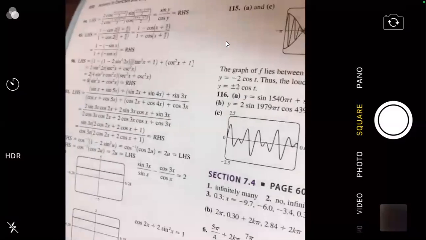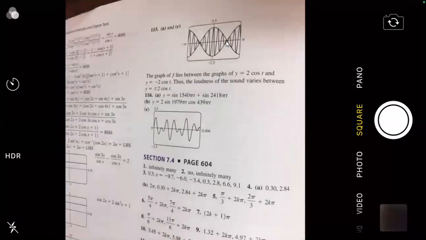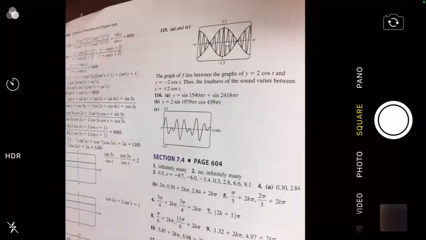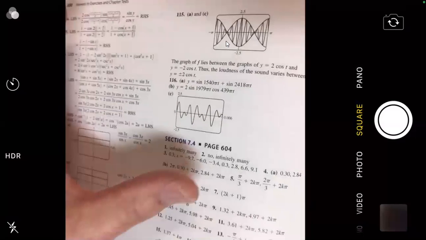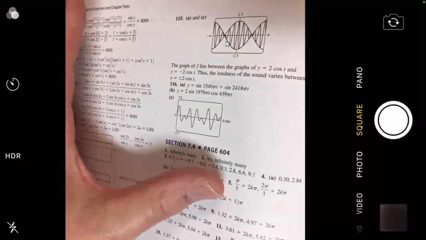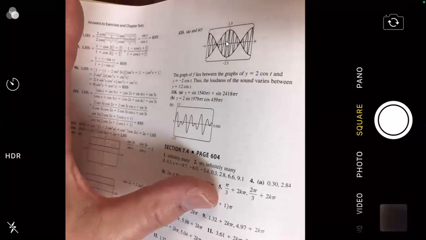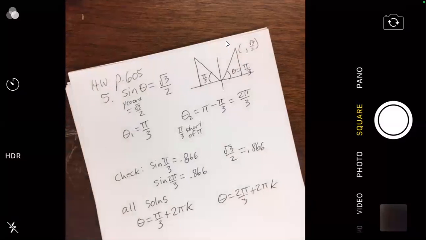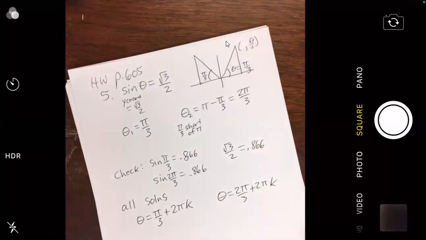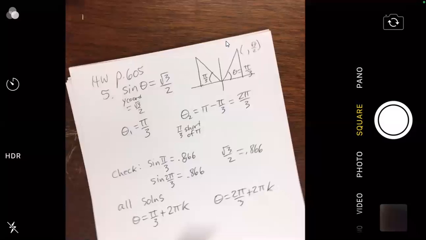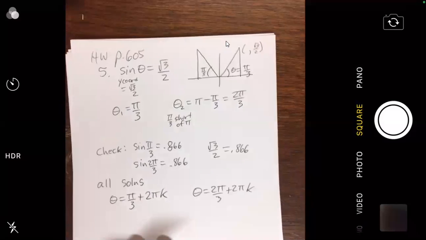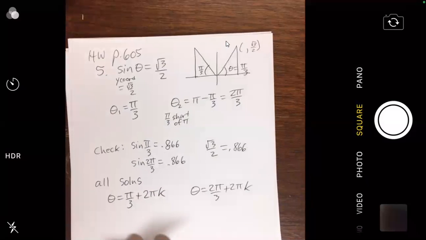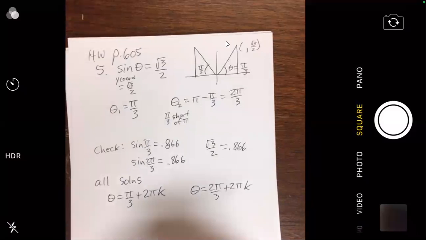Yep. They write 2k pi for whatever reason. 7.4, number 3. Actually, it's number 5. Pi over 3 plus 2k pi. 2 pi over 3 plus 2k pi. So they're having you write those out. I don't make you write those out. I'm perfectly happy if you can write the two answers in front on 0 to 2 pi.